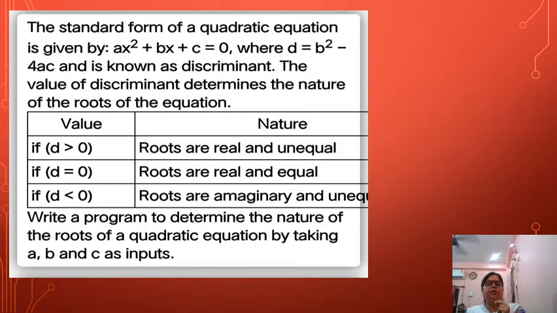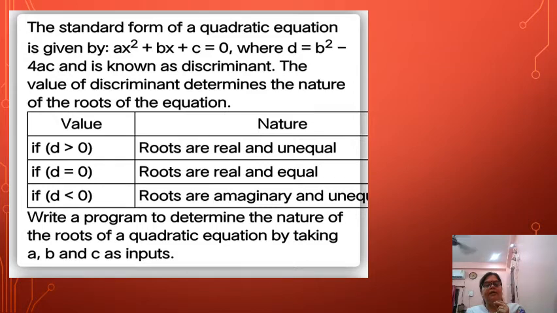Here students, there is a question given. The standard form of the quadratic equation is given by this formula, where d, which stands for b to the power 2 minus 4ac, is known as the discriminant. The value of the discriminant determines the nature of the roots of the equation. If d is greater than 0, the roots are real and unequal. If d is 0, the roots are real and equal, and if d is less than 0, the roots are imaginary. Sorry, it is a misprint: imaginary and unequal.